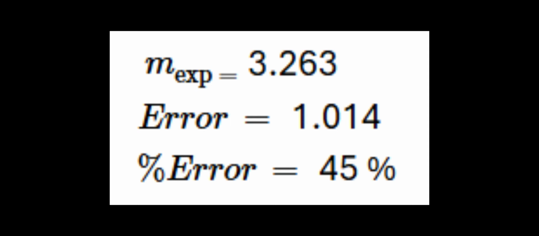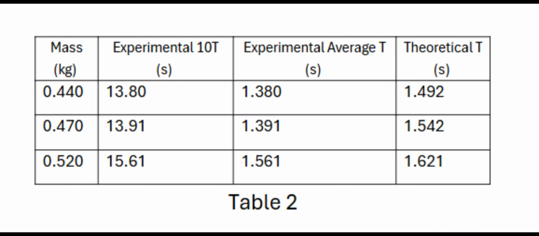This error can stem from the uncertainty of measurement tools and human factors, since I start and stop the timer. Although the airtable reduces friction by a significant amount, there is still friction between the surface and the puck. This friction causes the puck to gradually slow down and stop.